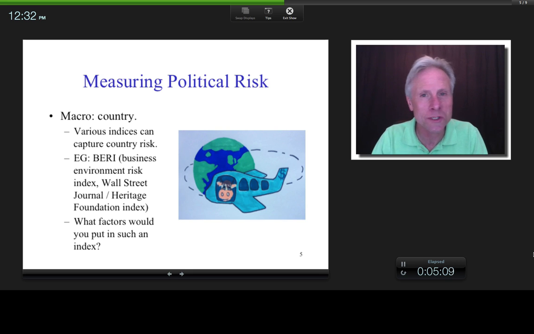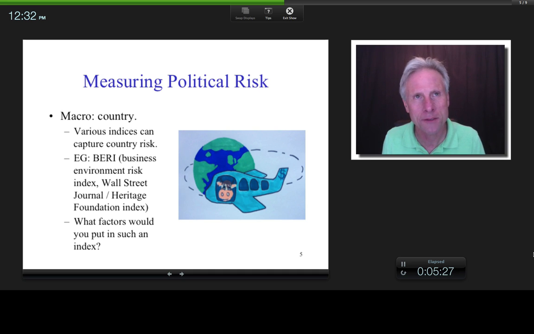Every year, the Wall Street Journal, in collaboration with the Heritage Foundation, comes out with something called the Index of Economic Freedom. And so my question to you is, what kind of things would you put in that index?